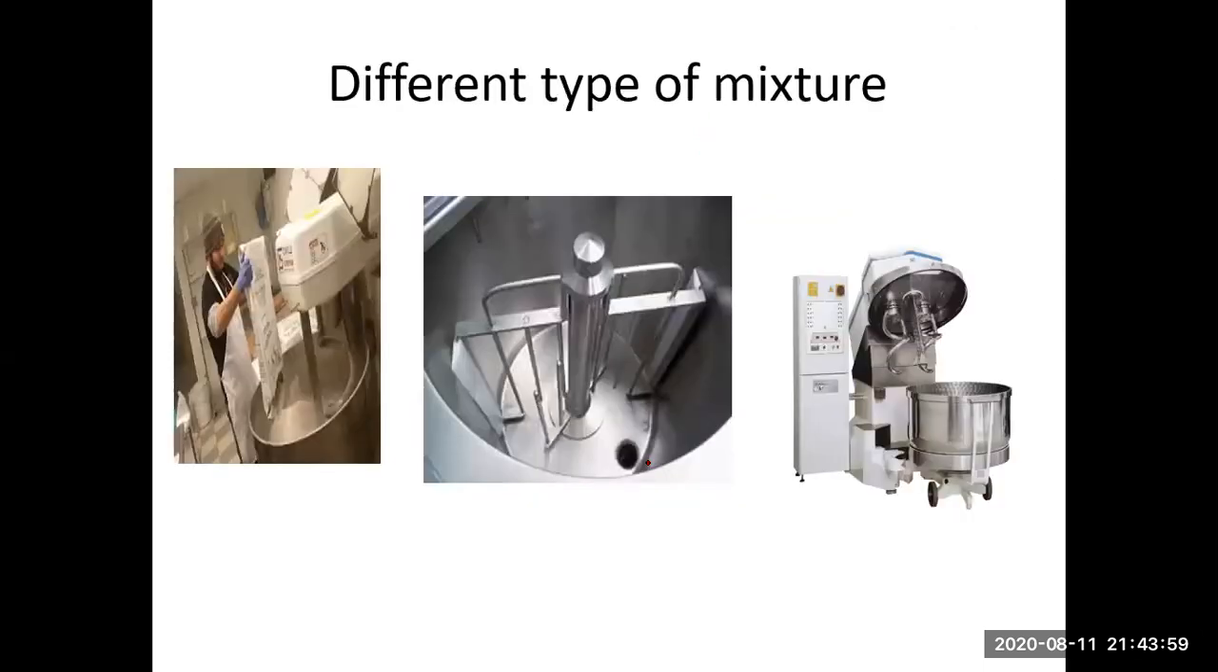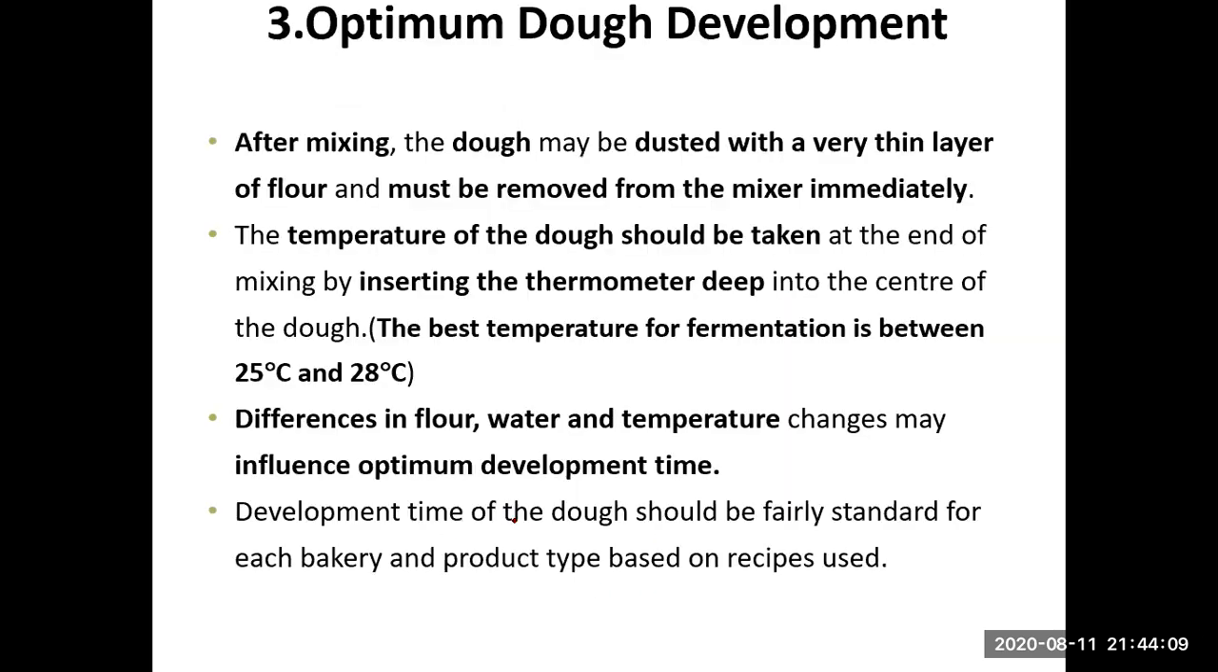So that was the two stages of mixing that happen in machines, and there is some mixer that is mainly used in case of bread production. Then our third stage is optimum dough development. As I already mentioned, you can understand when the dough is developed, and then you will remove it from the mixer.